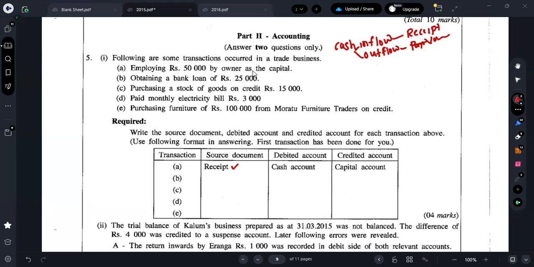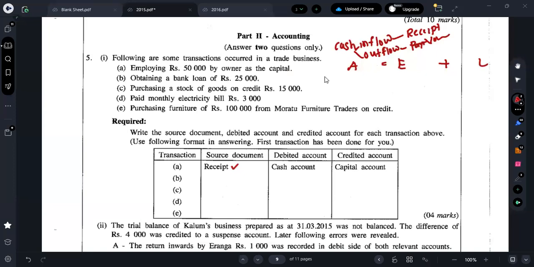Now see the theory part. Employing rupees 50,000 by owner as capital. Now let me record it in the accounting equation, guys. They have not asked for it, but this is the way I used to do. It is very easy to understand the double entry if you know how to record in the accounting equation. So see, employing rupees 50,000 by owner as the capital.